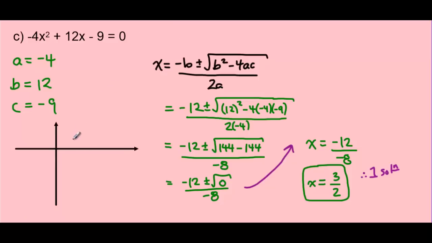Well, for a parabola to only have one solution, it means it can only cross the x-axis once. And since a parabola is basically a mirror image of itself, the only way it could cross once is if the vertex is on the x-axis. So our one solution, 3 over 2, let's say that's right around here, has to be the vertex.